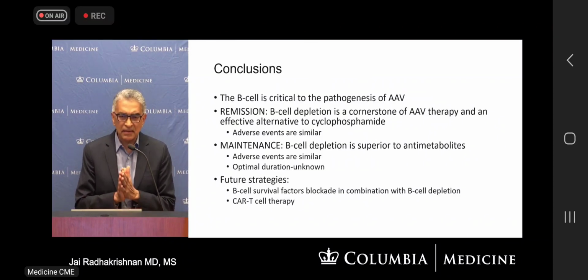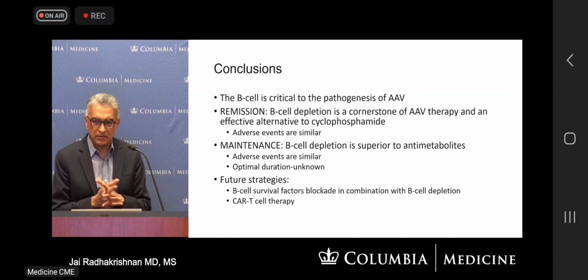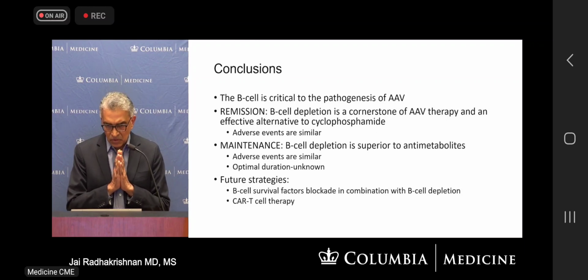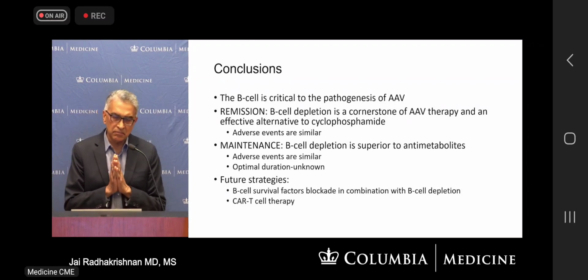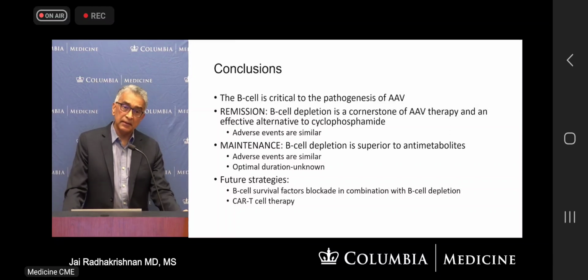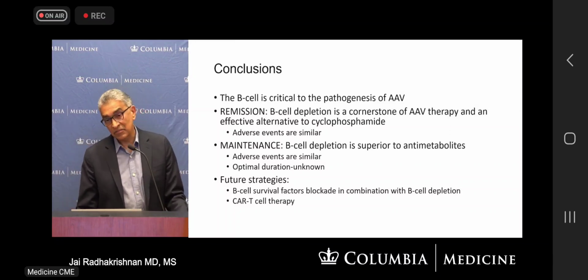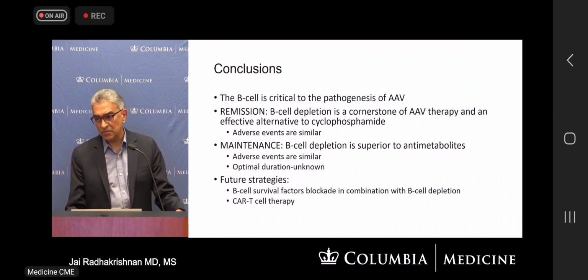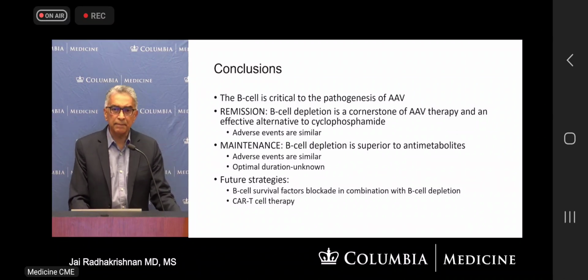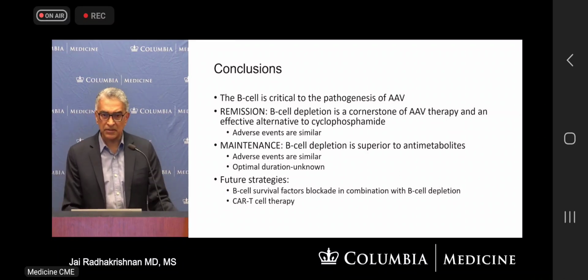So to conclude, the B cell is critical in ANCA vasculitis. It's critical in the pathogenesis. It's the go-to or the most favored method of treatment in remission. And it's an effective alternative to cyclophosphamide, but please remember, adverse events are similar. It's effective in maintenance, and it's superior to antimetabolites.